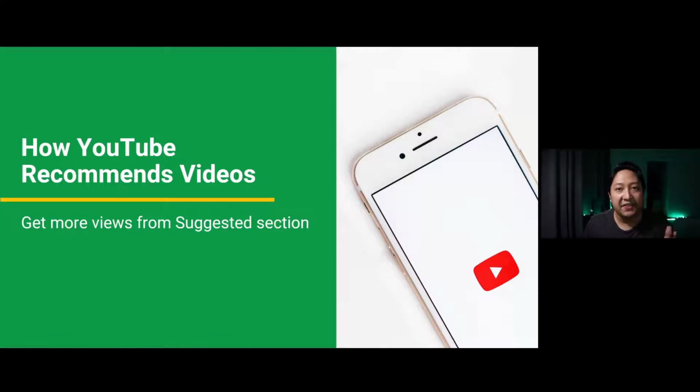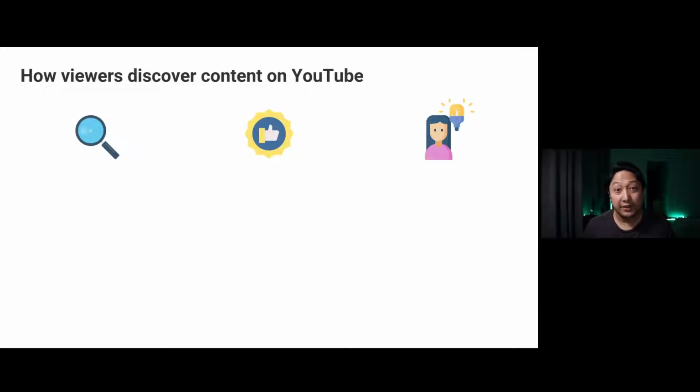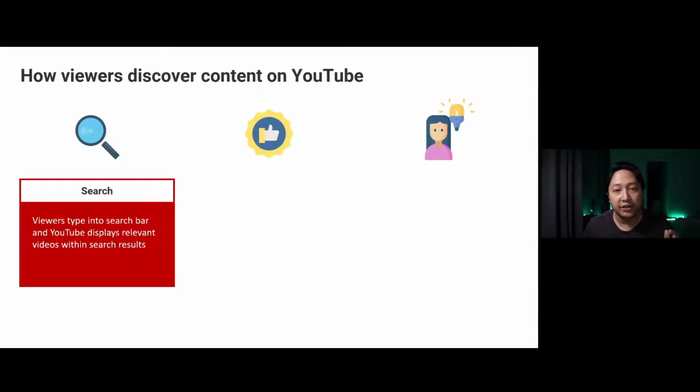Alright, so let's dive deeper into how YouTube recommends videos and how you can get more views from the suggested section. So in a nutshell, here's how viewers discover content on YouTube. The first is the search bar. YouTube is the second largest search engine behind Google, and as viewers type keywords into the search bar, they can get search results and find videos from there.